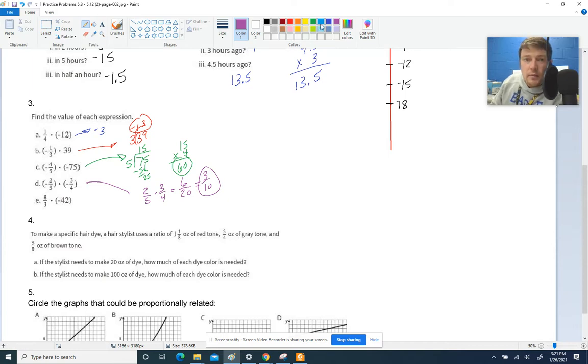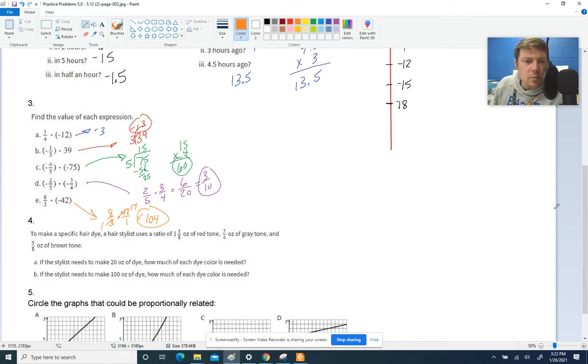And then lastly, let's finish off with this 8/3 times negative 42. 8/3 times 42 over 1 is the way that I think about this. Common factor of 3. 3 will go into this, 14 times. And 8 times 14 is 80 plus 24, so that's 104. And a positive times a negative is a negative.